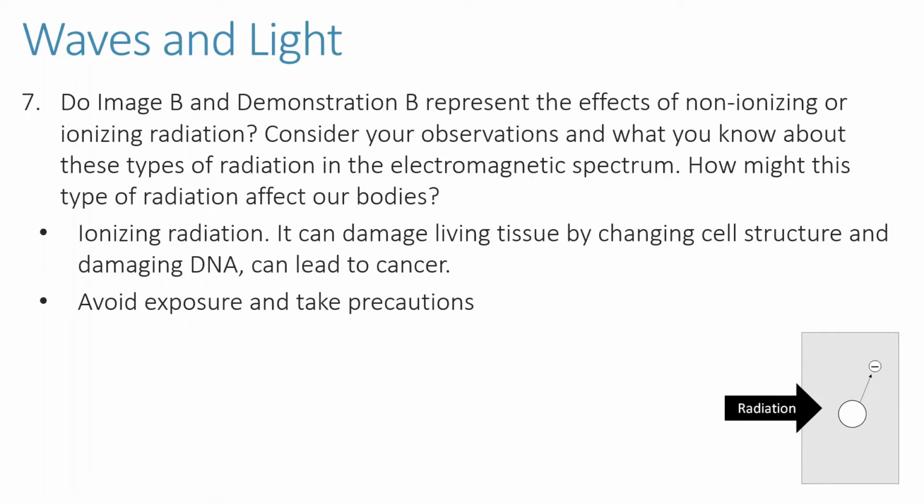Image B is going to represent our ionizing radiation. It can damage living tissue by changing cell structure and damaging DNA. Your DNA is made up of atoms, and when ionizing radiation strikes those atoms, it might knock some of those electrons out of that structure. And this can lead to errors when that cell goes to reproduce, and eventually those errors can lead to tumors and cancer. So we want to avoid exposure and take precautions.